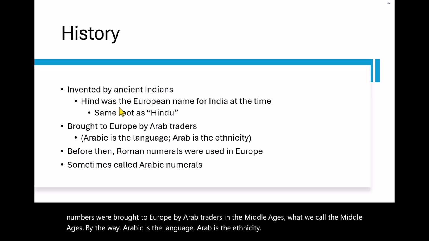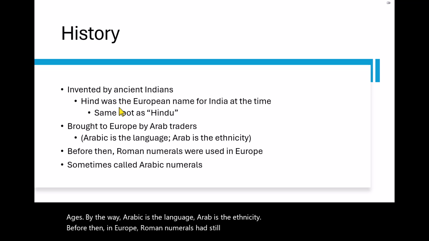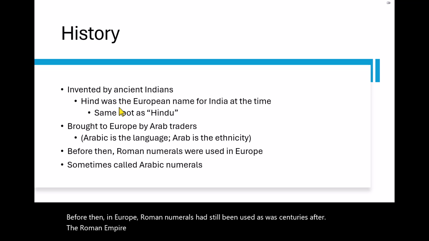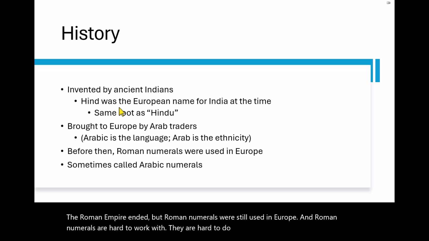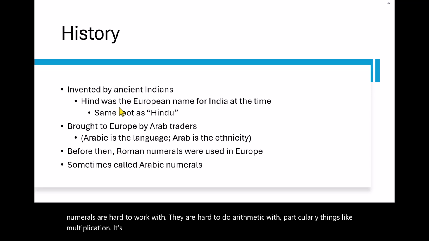Before then in Europe, Roman numerals had still been used. This was centuries after the Roman Empire ended, but Roman numerals were still used in Europe. And Roman numerals are hard to work with. They are hard to do arithmetic with, particularly things like multiplication.